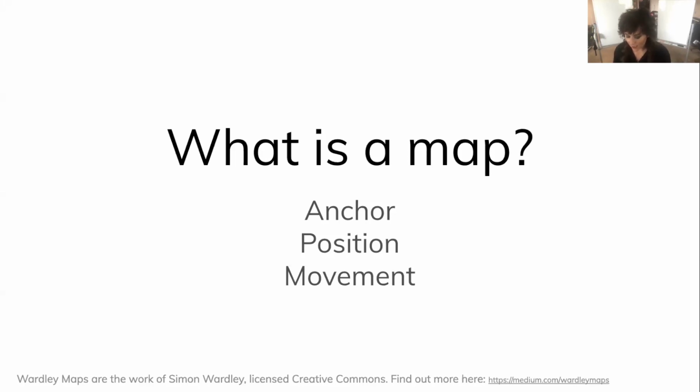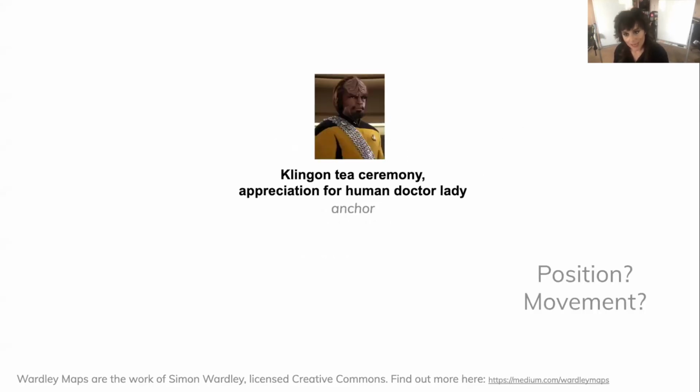Okay, so we're going to map this Klingon tea ceremony. First, we have to understand that anchor, which is the user need. So what does Worf say that he needs? He says that he needs to have tea. But really, what's going on here? Well, he wants to show appreciation for his friend who's a human. She wouldn't have this opportunity normally. This is a special thing that he can share that's part of his culture.